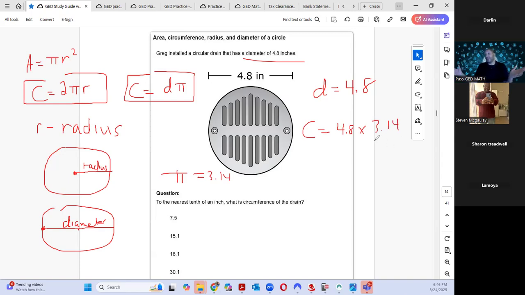I don't have a calculator, but what I'm going to do is say, hold on, this is close to 5, this is close to 3. So when my answer is close to 15, it can't be 7.5, can't be 18.1, can't be 30.1. But I don't know, let's make sure. Put it in your calculator. What's 4.8 times 3.14? Because we don't want to make a mistake, but I'm just talking about estimating. That's what I would say.